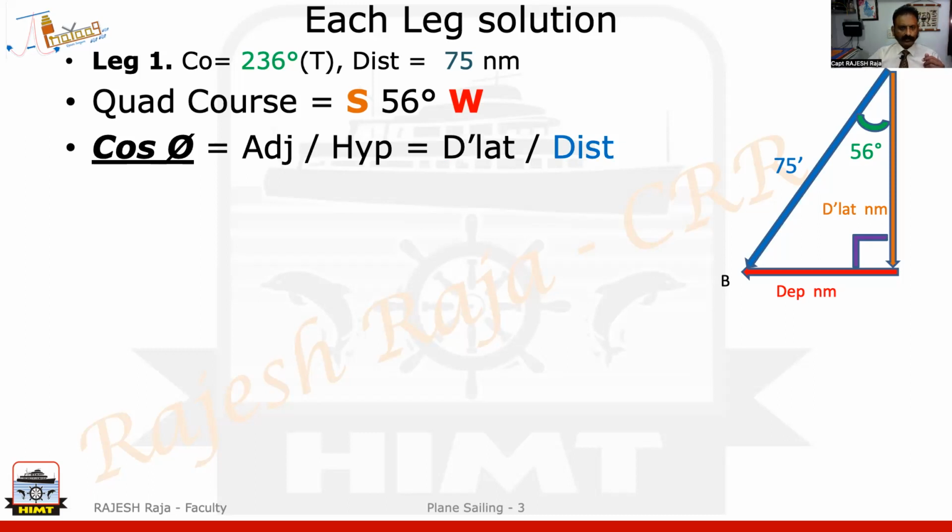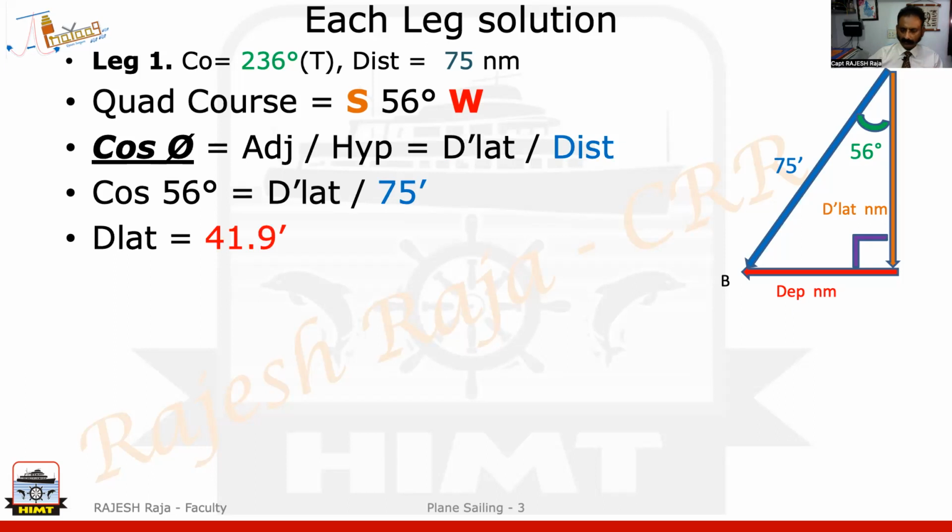So I'm going to choose cos. Why? Because I have some data here. You can see I have theta as 56 and I have distance as 75. So I can calculate D'lat. D'lat is 41.9 minutes. This is the D'lat. Okay, I already got a D'lat now.